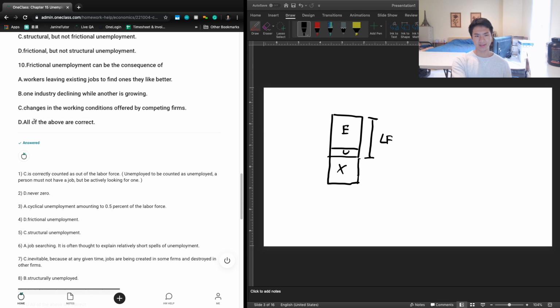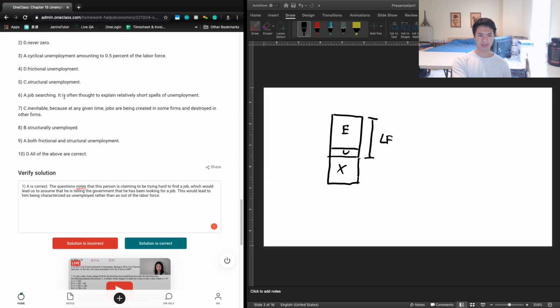And so we pick D here since all three of these seem to be good reasons that are falling under this category of looking for the best job that fulfills one's skills and preferences. So D says all of the above are correct, and 10 is right as well.